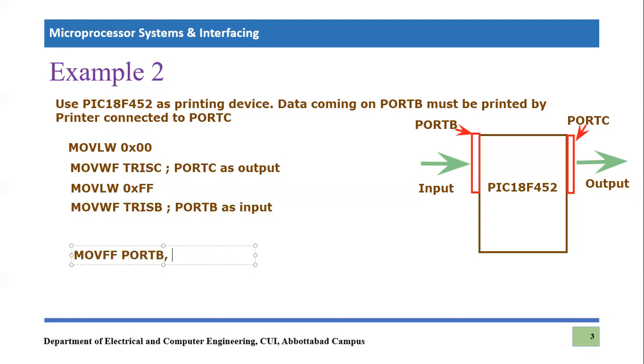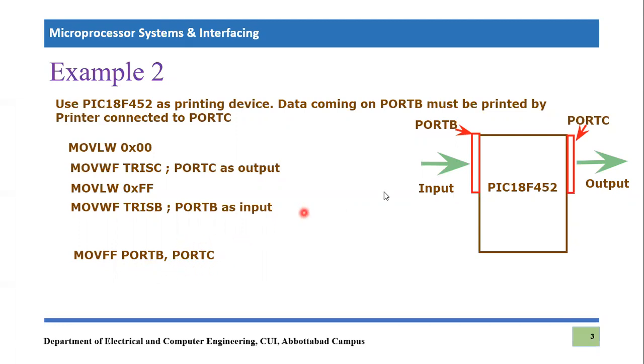So we will have information from port B and we will send it to port C. The syntax of this command is very interesting. You need to understand the concept that move file to file is a mnemonic, and port B is the source operand or the source file register location. So we will be copying the information from port B and pasting it in port C, which is the other file location.